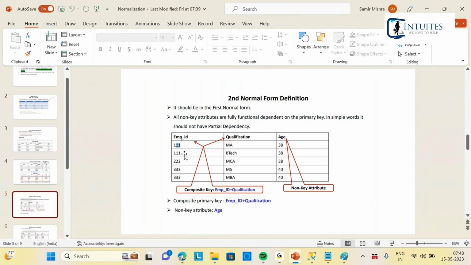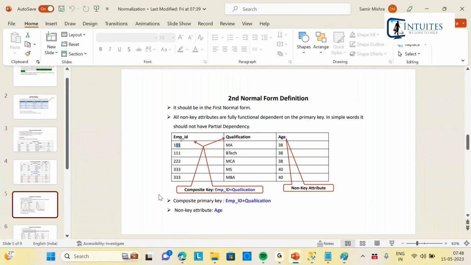Different employees have a different qualification and their age. Here, the qualification is dependent upon the employee ID, and the age is depending on the employee ID. So everything is dependent. And we are not able to get the uniqueness based on these two data, the employee ID and qualification, unless they are combined.